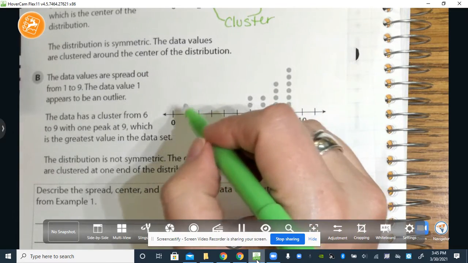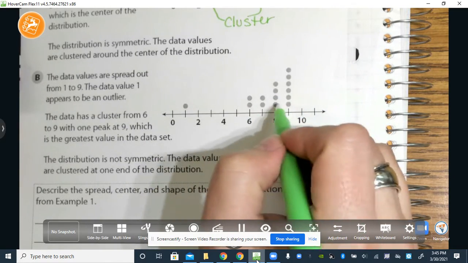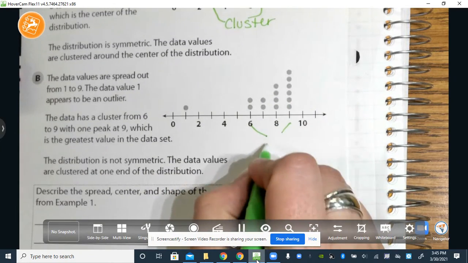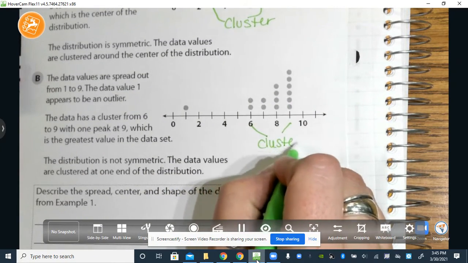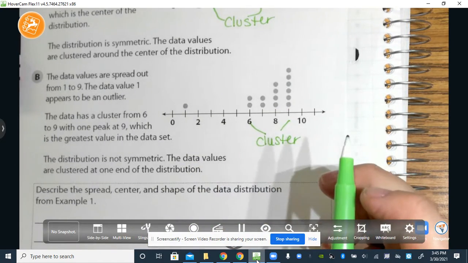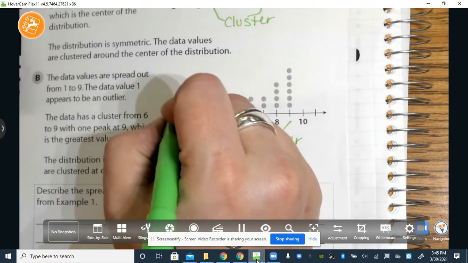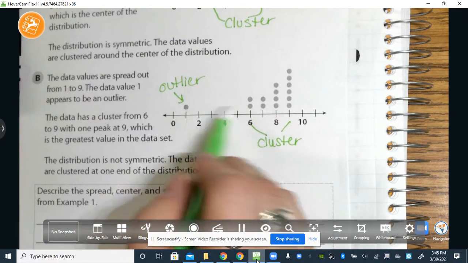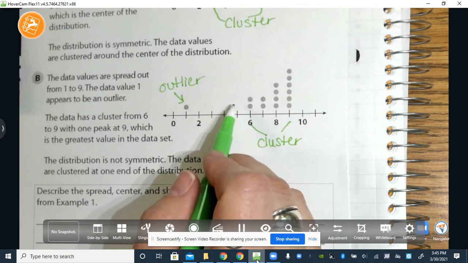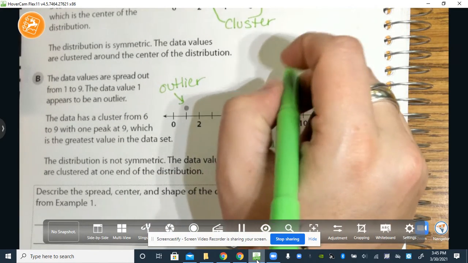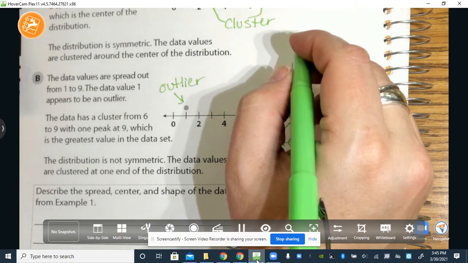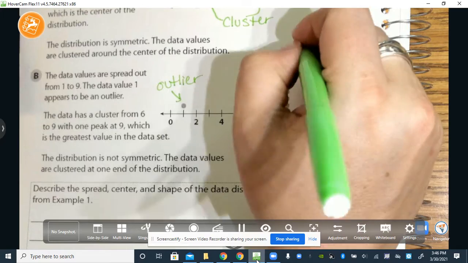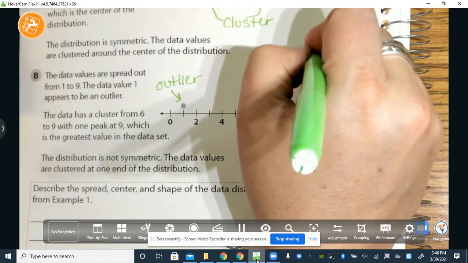So, do you see this number that's way away from the rest? Okay, all this over here from 6 to 9 is your cluster. So everything's kind of clustered over here at 6 to 9. However, this lonely one is considered your outlier. Do you see how this piece of data is further away from the rest? Okay, this also has a peak, one above everything else. So your peak would be 9.